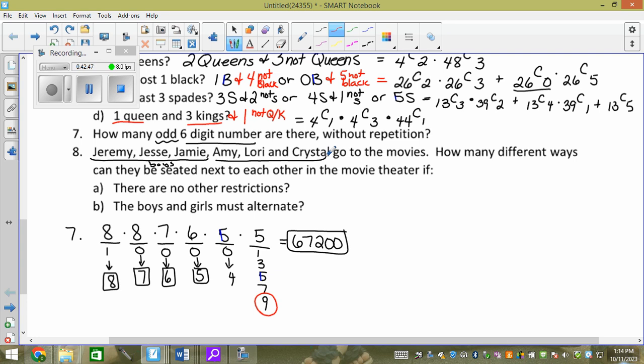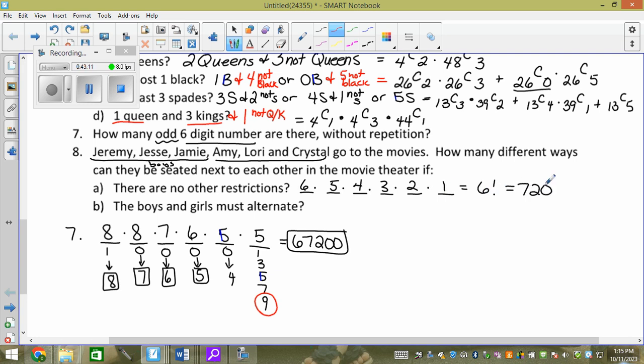How many different ways can they be seated next to each other in the movie theater if there are no restrictions? If there are no restrictions and there are 6 people, what do we do? 6 factorial. 6, 5, 4, 3, 2, 1. 6 factorial, which is 720.